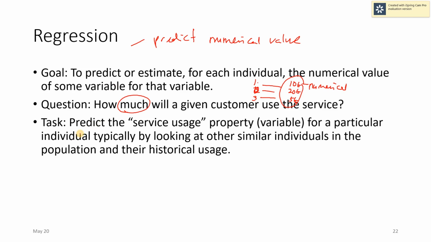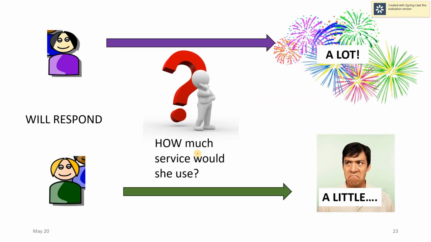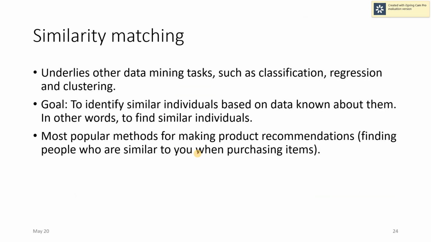Okay. So the task of regression is to predict the service usage, for example, for a particular individual, typically by looking at other similar individuals in the population and their historical usage. Okay. So this is the example yang saya bagi tadi.